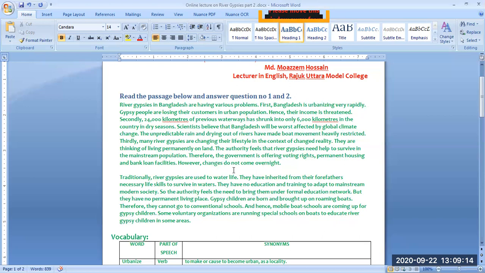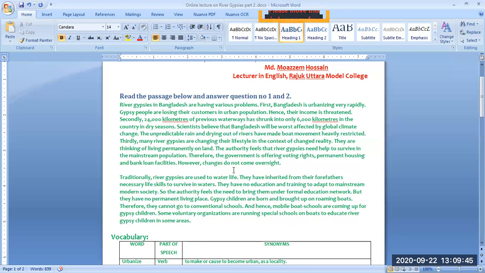Secondly, 24,000 kilometers of previous waterway. Waterway may be any river, tank, canal, or pond that has shrunk into only 6,000 kilometers in the country in dry seasons. Can you believe? 24,000 kilometers waterway that shrinks into only 6,000 kilometers. That is one-fourth of the total area, total length.